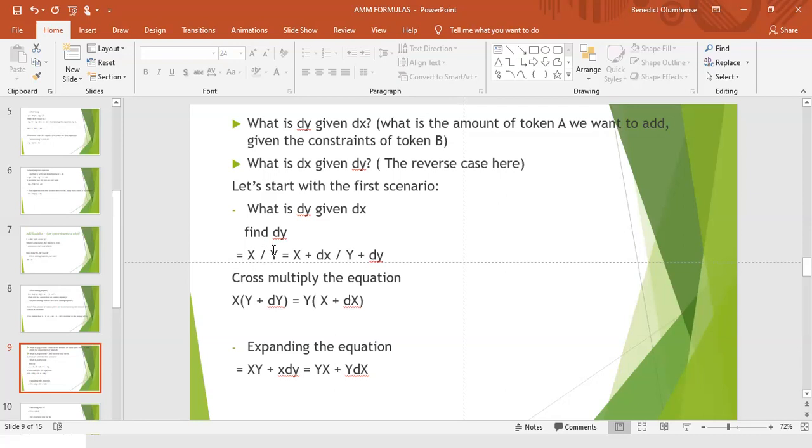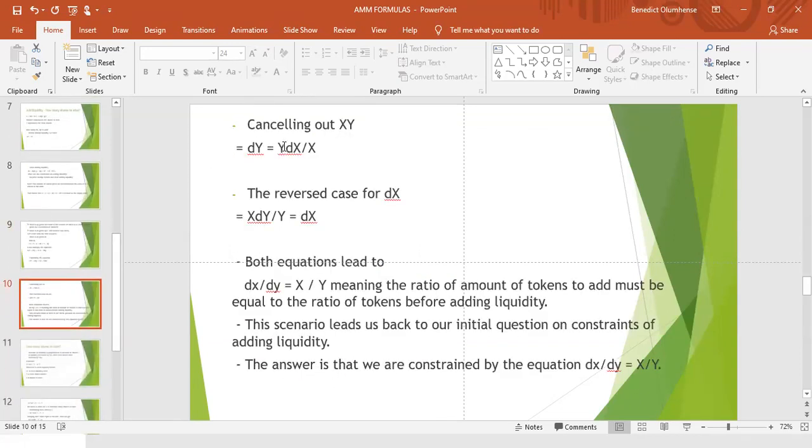And that is x divided by y equals x plus dx divided by y plus dy. If you cross multiply this equation, you get x multiplied by y plus dy equals y multiplied by x plus dx. Then you expand this equation further, so you get xy plus x dy equals yx plus y dx, which is similar to what we got initially. Since xy is equal to yx, you're left with dy equals y times dx, all over x.